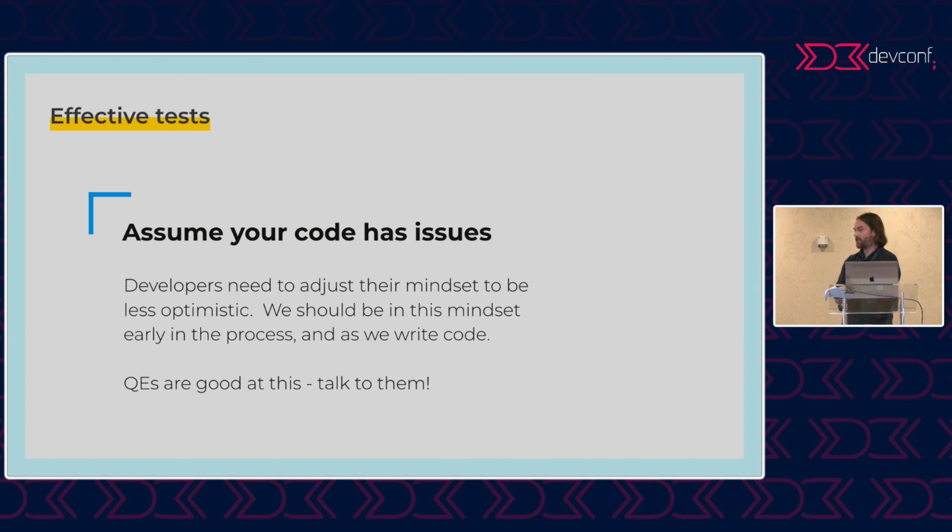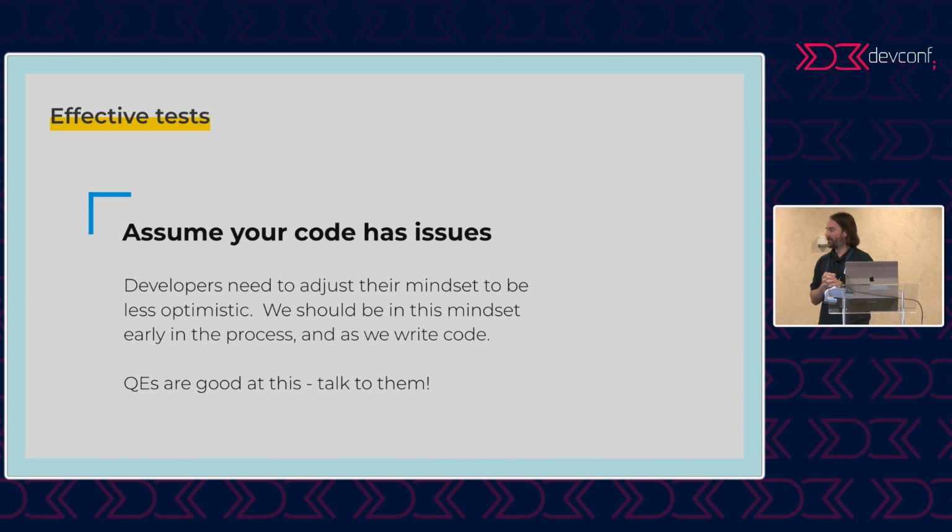So this last point is around assuming that your code has issues. As developers, we often look for the first sign that things are working well, and we're really happy when we see, okay, this is starting to work now. I'm actually getting somewhere.